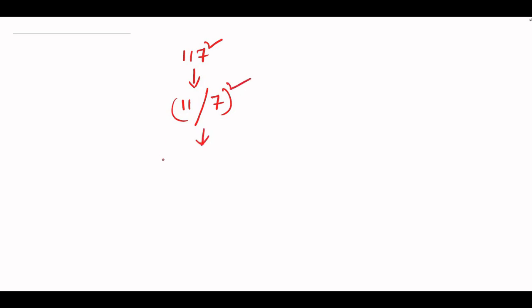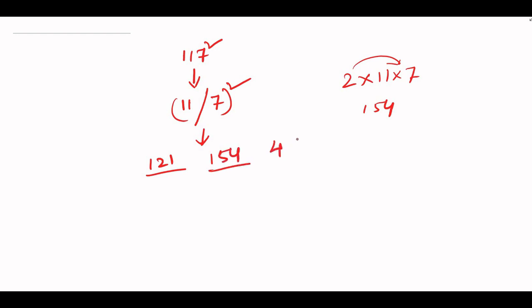Then next step, what is our 11 square? It is 121. What is 2 into 11 into 7? If you see here, 7 into 2 is 14, and 14 into 11 is 154, right? So 154, and 7 square is 49.